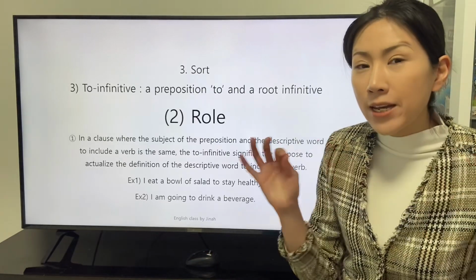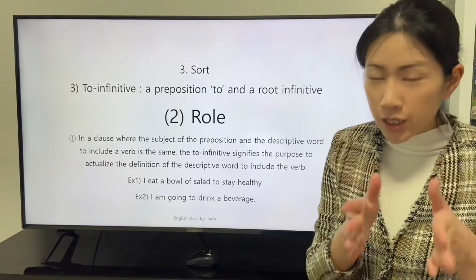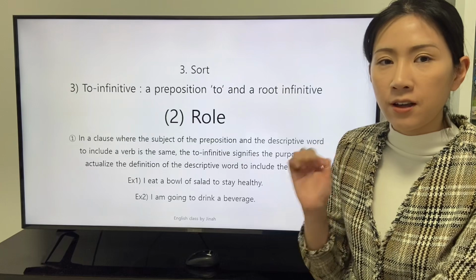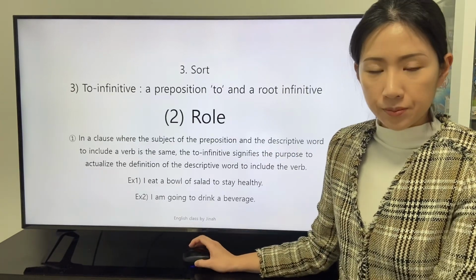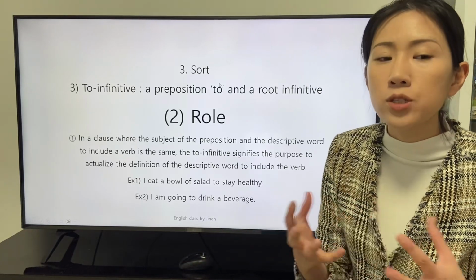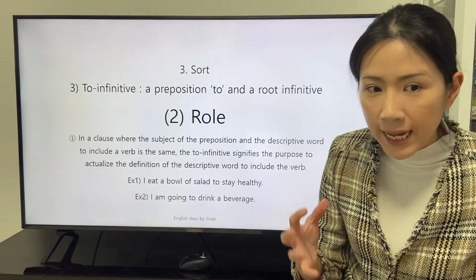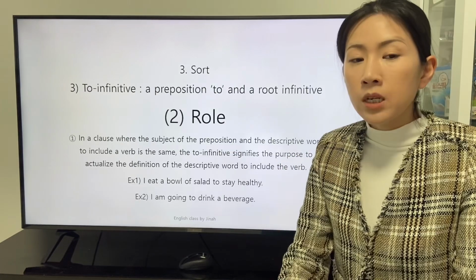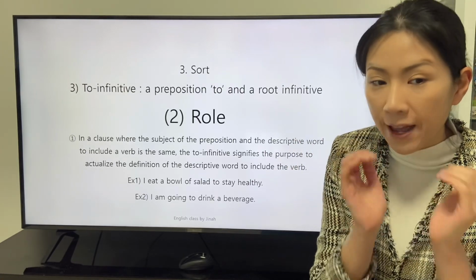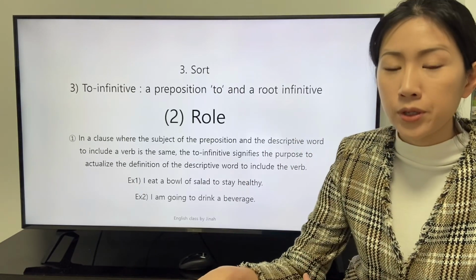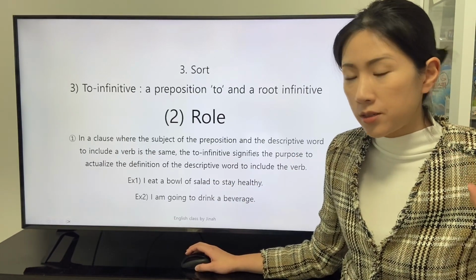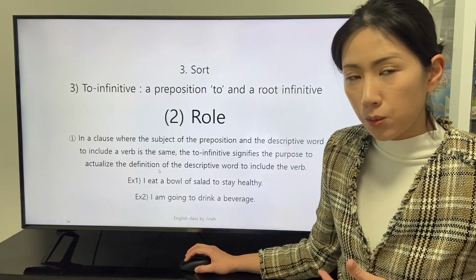We will take a closer look into each role of the to-infinitive that has the trait of an adverb. In a clause where the subject of the preposition and the descriptive word, a verb, is the same, the to-infinitive signifies the purpose to actualize the definition of the descriptive word to include the verb. There are two clauses, without, with.